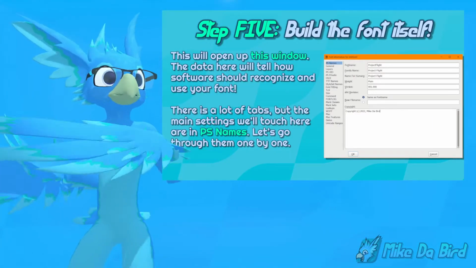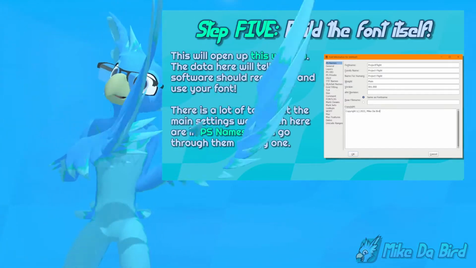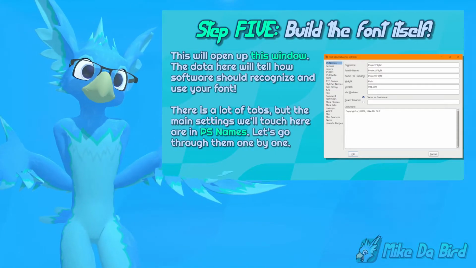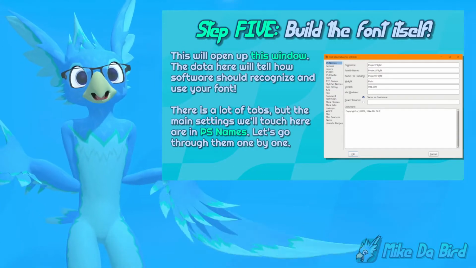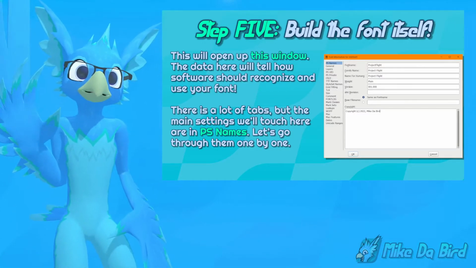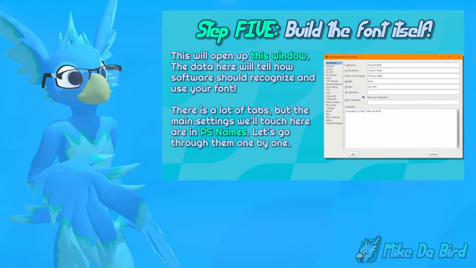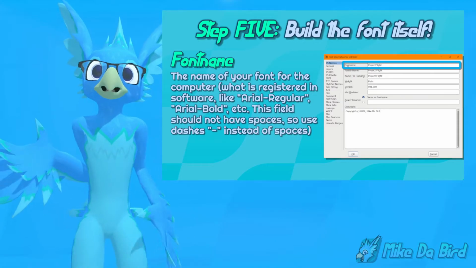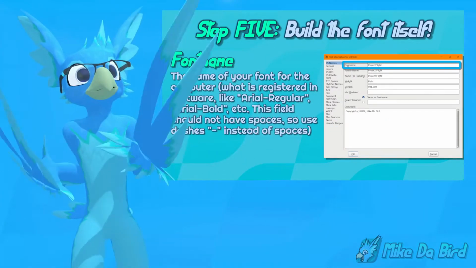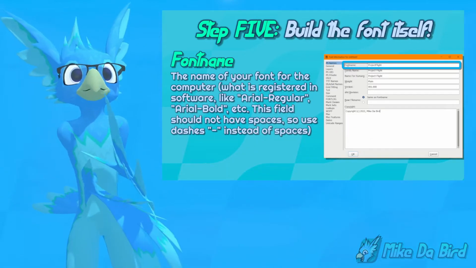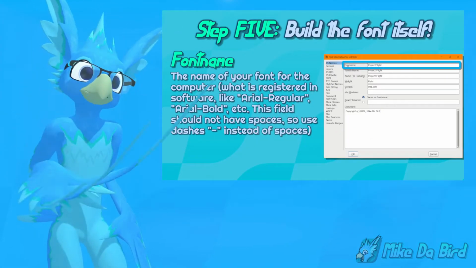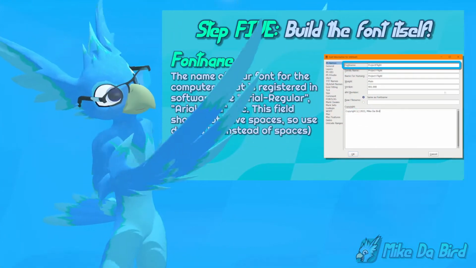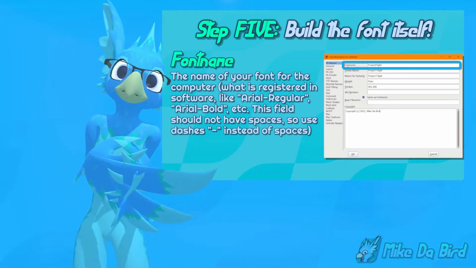So it's gonna read the name, it's gonna read the info, it's gonna read out the kerning info, it's gonna read everything in there. There's a lot of tabs, but the main settings we're gonna touch, and the main ones you should really touch for beginners, is in PS names. So let's go through them one by one. So font name is the name of your font for the computer. So what is registered in the software, like Arial-regular, Arial-bold, etc. This field should not have spaces, so you use dashes instead of spaces. You can put capital letters, but no spaces, so do dashes. You can technically put spaces, but the standard is to have dashes instead.